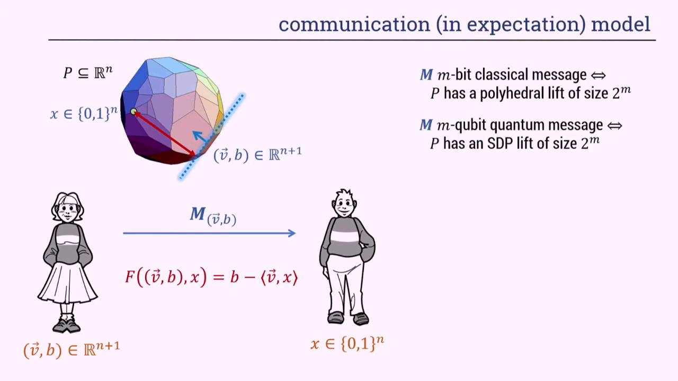What about SDPs? Well, if Alice sends Bob instead an m-bit quantum message on m qubits, and they're able to solve this problem, I'll say exactly what it means to solve it in a second. It's what you would expect, but I'll write it formally. That can be done if and only if the polytope has a semi-definite programming formulation of size 2^m. So this communication model exactly captures the model of linear and semi-definite programming formulations for the underlying polytope. What is this based on? It's Yannakakis' factorization theorem together with the work of Fiorini et al. to see that this holds.